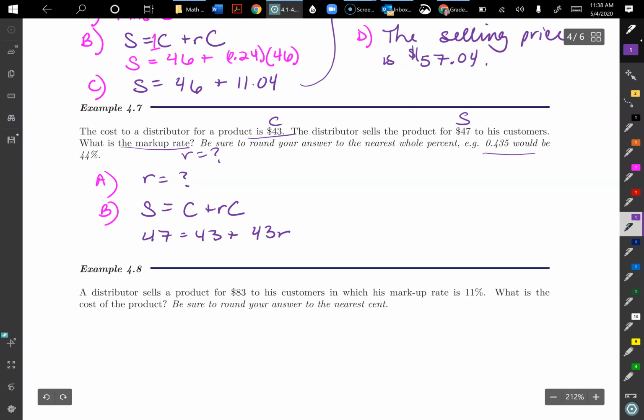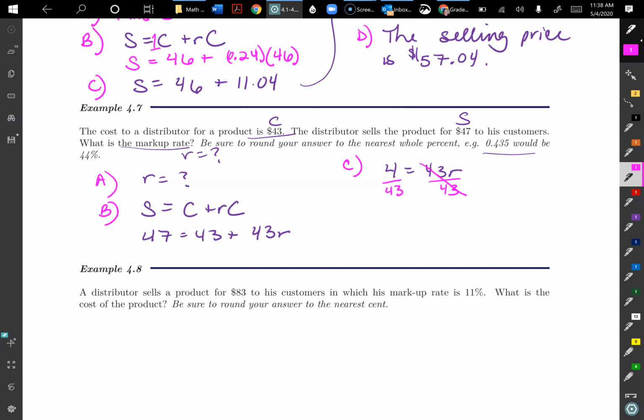Now we do have to follow our order of operations, so don't be tempted to try to add those together. And then we're going to solve. We're just going to subtract 43 from both sides, and we get 4 equals 43R. And then divide by 43. Remember, we are usually looking for a decimal because it should be less than 100% markup, but you never know.